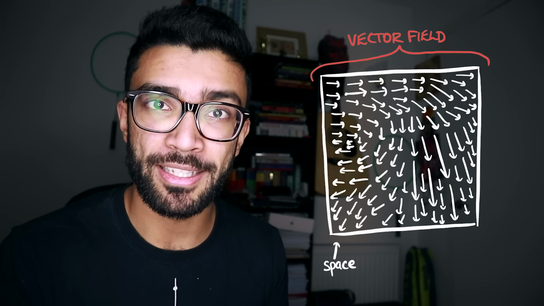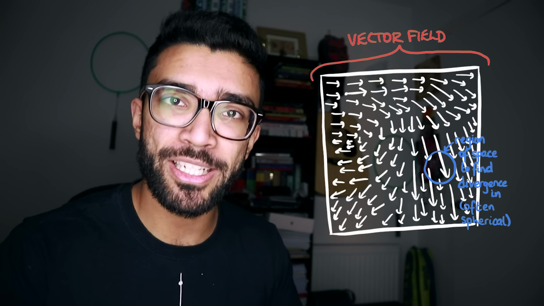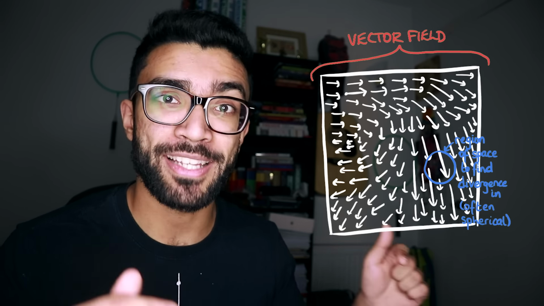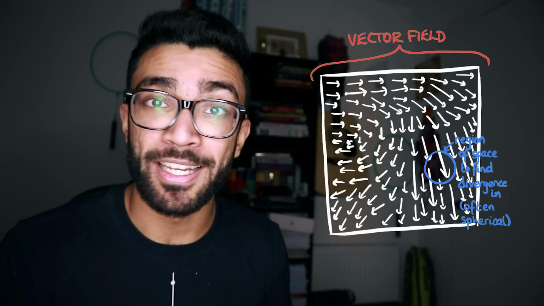Well, when we're trying to find the divergence of a vector field, essentially what we do is we choose a small region of space within that field, and we see how much that vector field either points into that region or out of that region. Again, this is fairly confusing, so let's use an example to demonstrate.